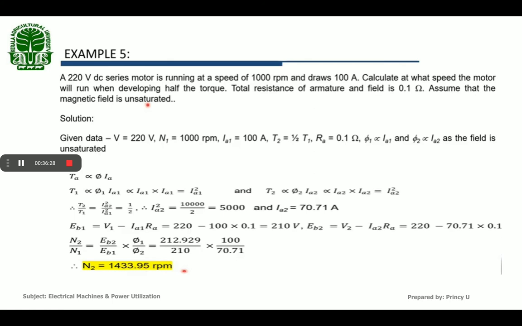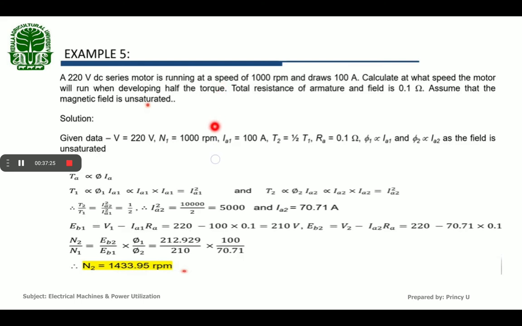Next one. Example 5. A 220 volt DC motor is running at a speed of 1000 rpm and draws 100 ampere. Given that the voltage is 220 volt, speed is 1000 rpm, and armature current Ia is 100 ampere. Calculate at what speed the motor will run when developing half the torque. The total resistance of armature and field is 0.1 ohm. Assume that the magnetic field is unsaturated. So voltage is 220 volt, speed N1 is given, and current Ia1 is 100 ampere.